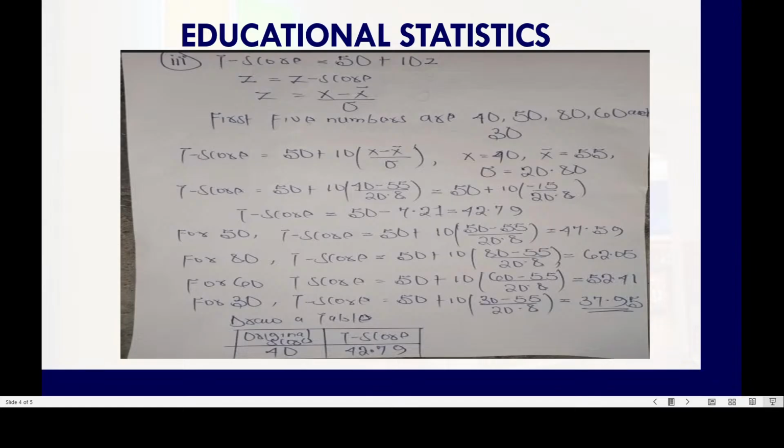Then, like I said earlier, sometimes they can ask you to find the z-score without the t-score. And what's the formula for z-score? x minus x bar divided by standard deviation. That's just the formula for z-score. But if you are asked to find the t-score, there's a relationship between t-score and z-score, which is 50 plus 10 z-score. So that's how to calculate t-score and z-score.